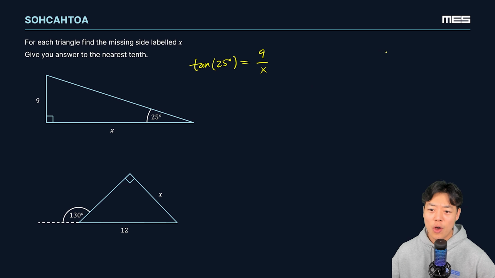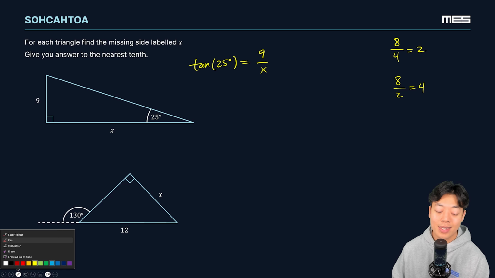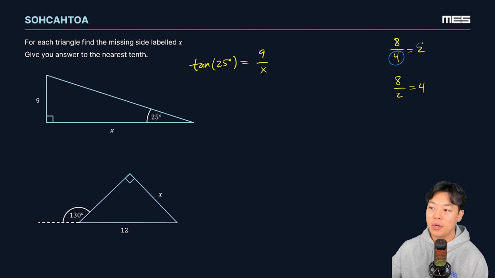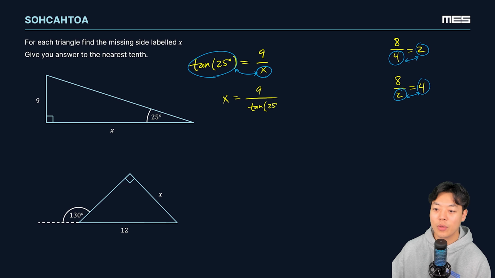Now, I don't know if you've ever learned this before, but here's a little pattern that we notice when we start practicing a lot of math. 8 divided by 4 is equal to 2, and 8 divided by 2 is also equal to 4. Notice what occurred, and this always works. 4 and 2, all that happened is that they switched positions. So what we can do here is tangent of 25 degrees and x can switch positions as well. So x will equal 9 over tangent of 25 degrees.